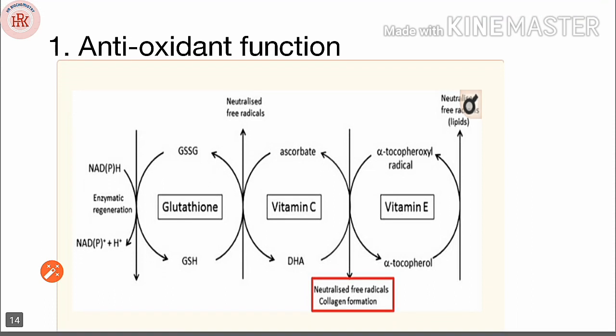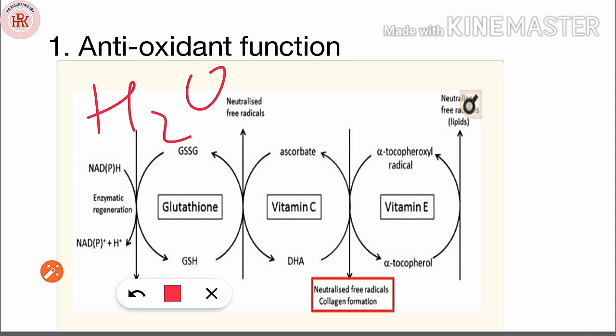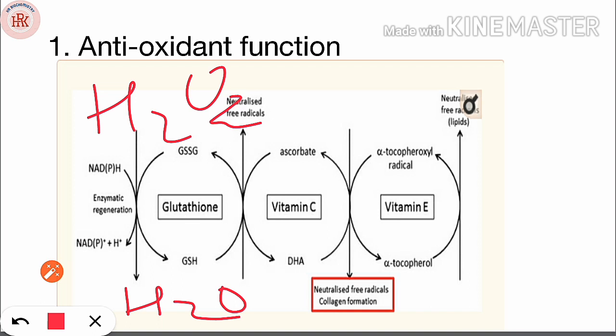First most important function is the antioxidant function. We all know that hydrogen peroxide is a reactive oxygen species, and hydrogen peroxide is broken down by the enzyme glutathione peroxidase into water. H2O2 into water. The enzyme is glutathione peroxidase. But during this reaction, reduced glutathione is converted into oxidized glutathione. This must be converted again into the reduced form. This happens with the help of vitamin C.